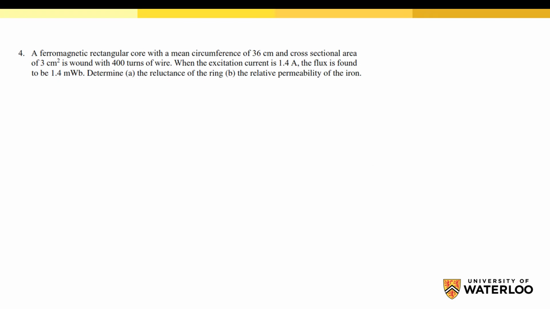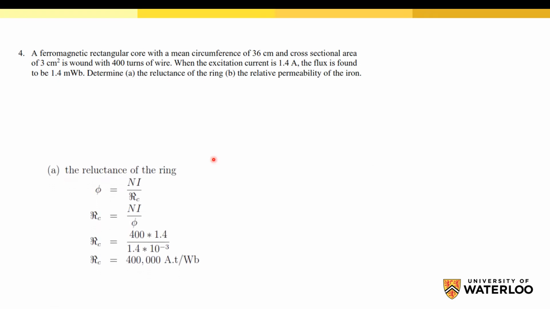For the first part, the reluctance is equal to Ni over phi, because this reluctance times the flux is equal to the magnetomotive force, which is also equal to the number of turns times the current. So because we know the number of turns, the current and the flux, we can easily calculate the reluctance of the ring.